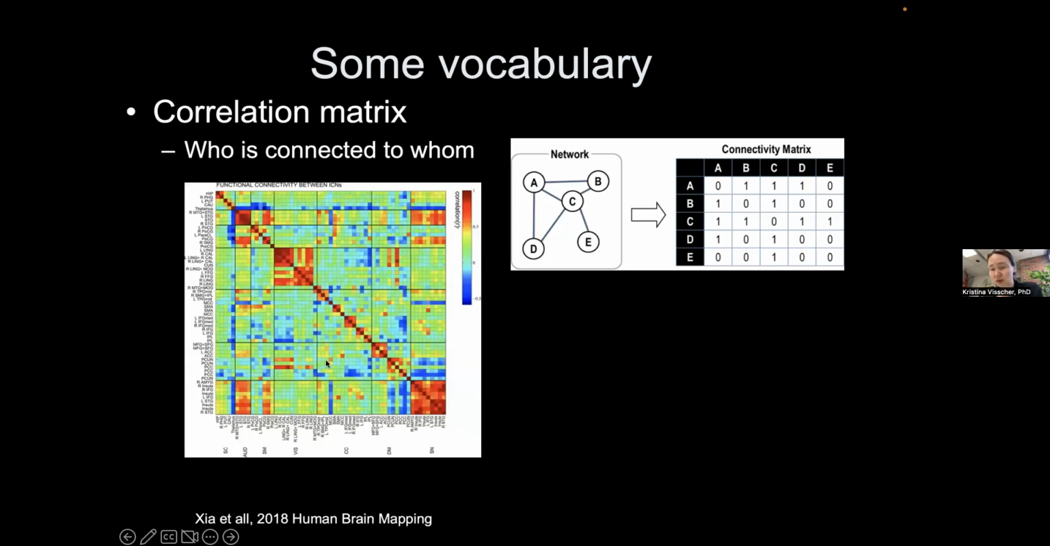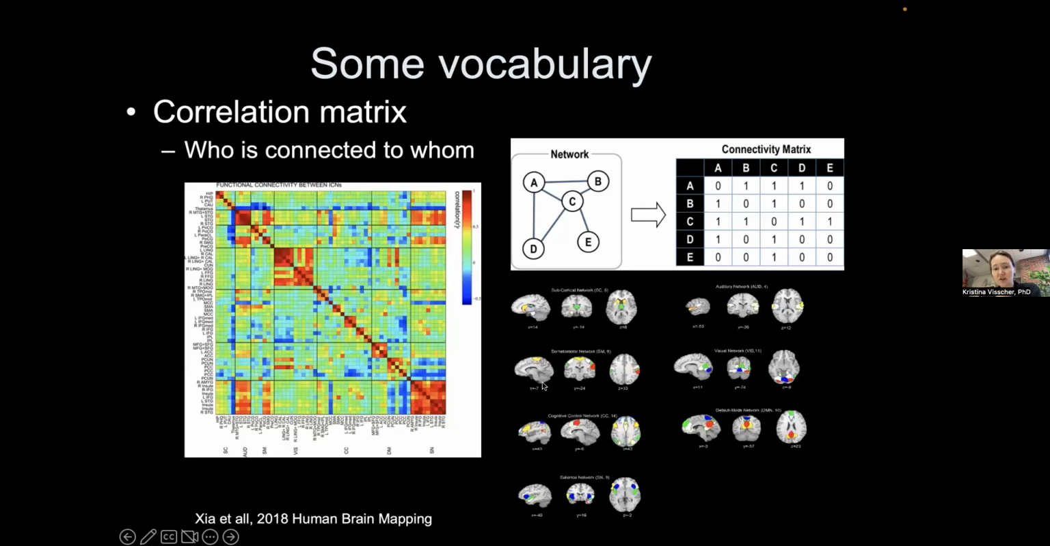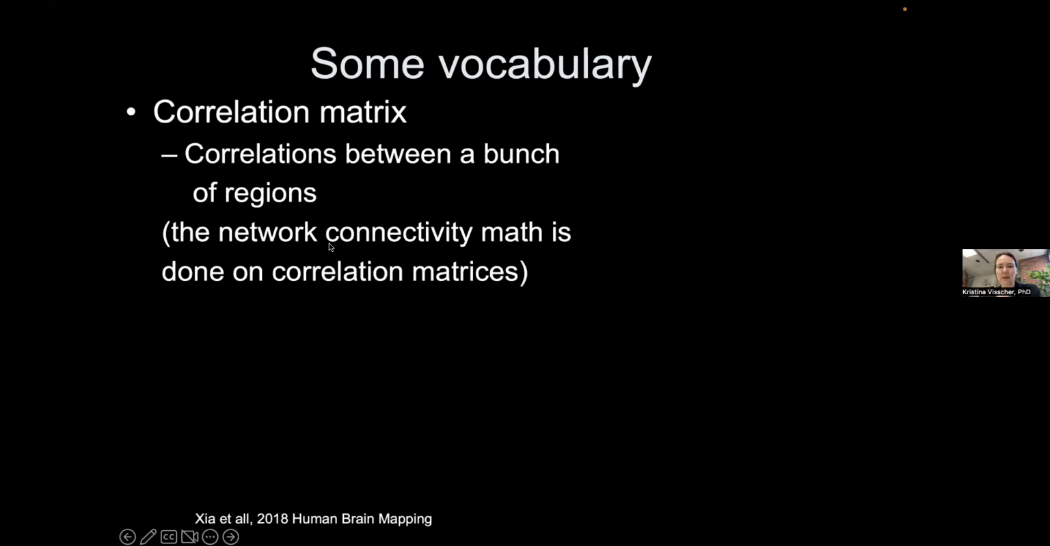And this is a more complex version of exactly the same thing. Each of these lines here corresponds to one region of interest, just like these. In fact, this is for these regions of interest that I showed you earlier. So each of these columns or rows is one region of interest. This is mirror symmetric along the diagonal, because if the right STG is connected to the hippocampus with a mid-level connectivity, then the hippocampus is connected to the right STG with the same level of connectivity. It's completely mirror symmetric. Okay, that is a correlation matrix. Just an easy way to describe these networks. And most of the math that we're going to end up doing in order to describe this connectivity is done on these correlation matrices.